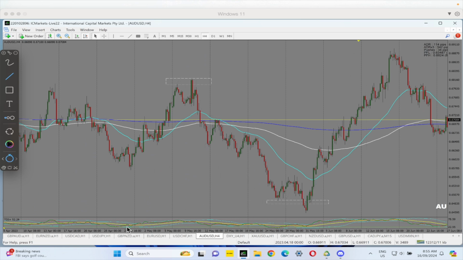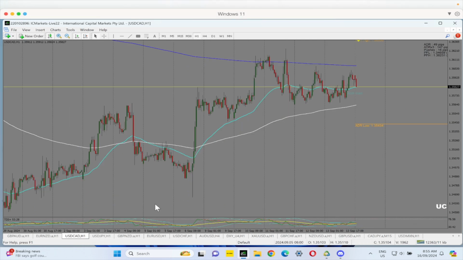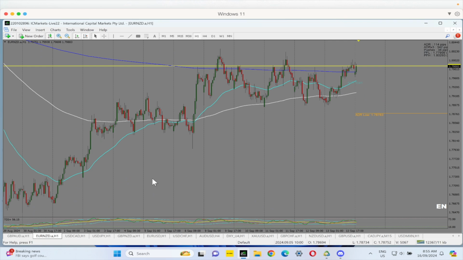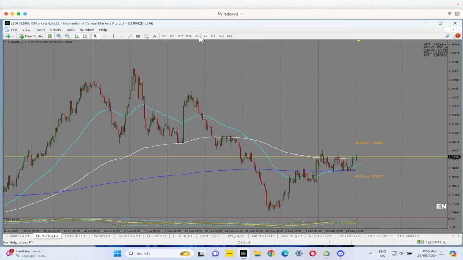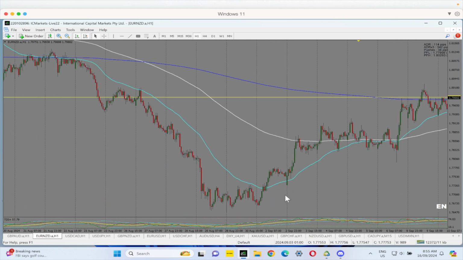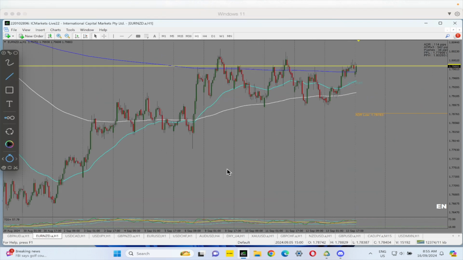All right, let's pick another pair and see if we can find the same thing. Let's find maybe pairs that are not USD pairs. Maybe let's do Euro NZD. Where were we? We're on the 4 hour. Now, before we go there, there is another ID50 there as well. That is on the 1 hour time frame.